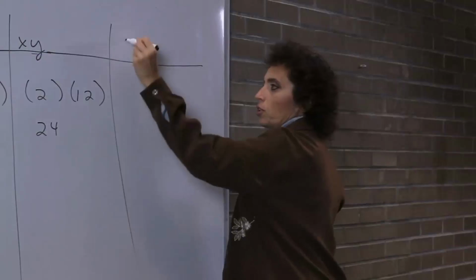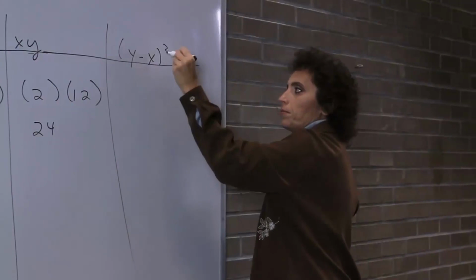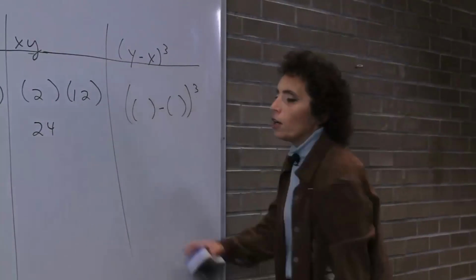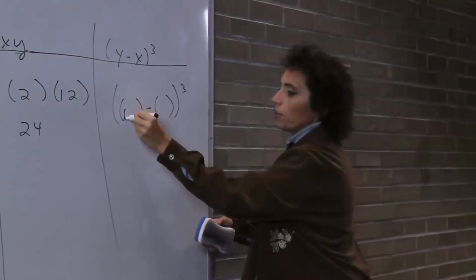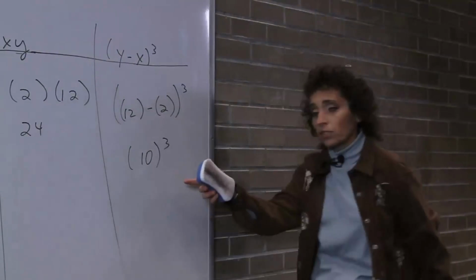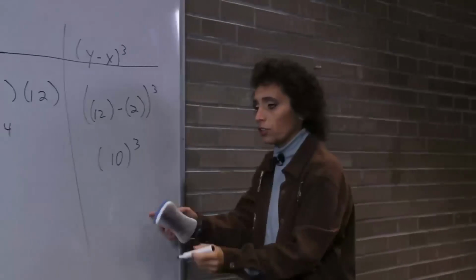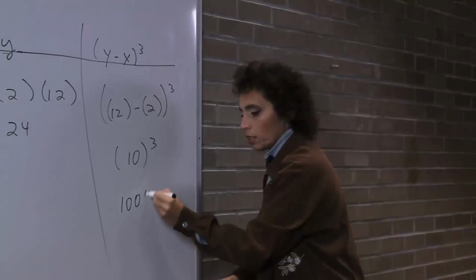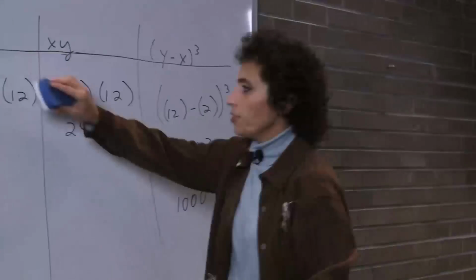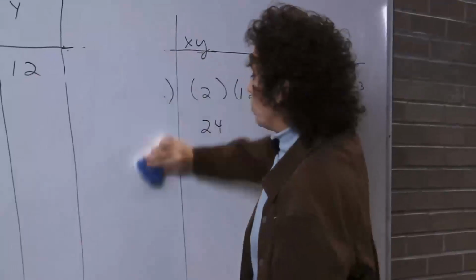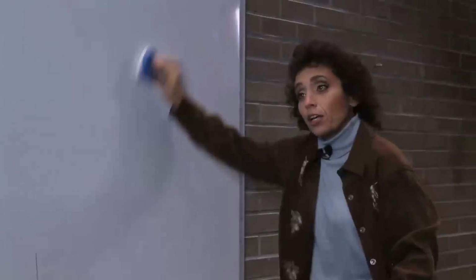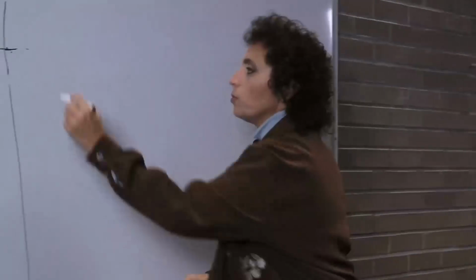Y minus x cubed. Okay, y is 12, x is 2. That's 10 cubed, but powers of 10, we can do this. 10 times 10 is 100. 100 times 10 is 1,000. Okay, so 2 left, and we've finally completed this table. All right, 3y squared, my favorite too.